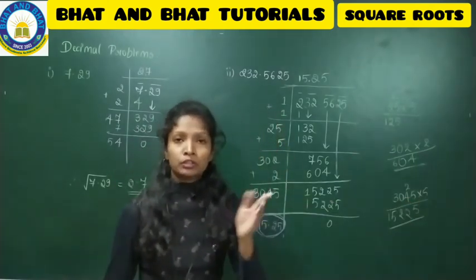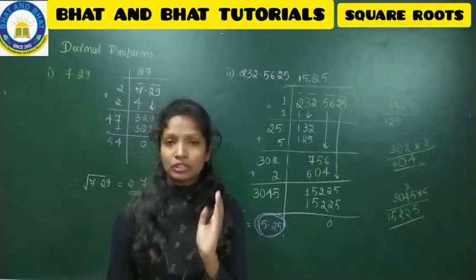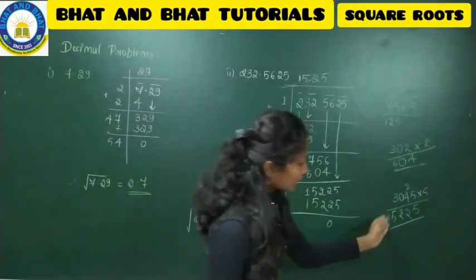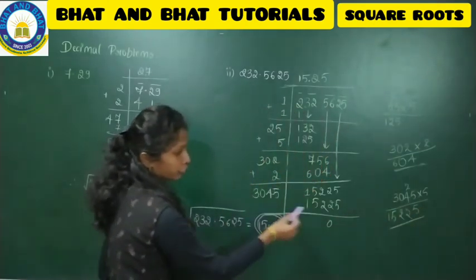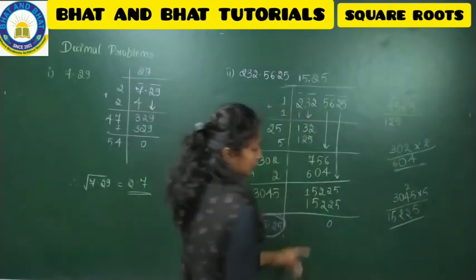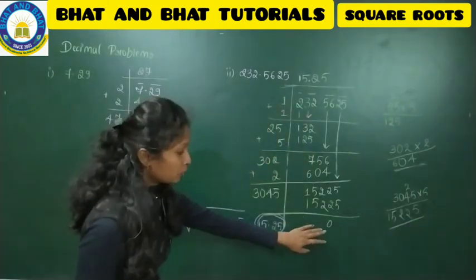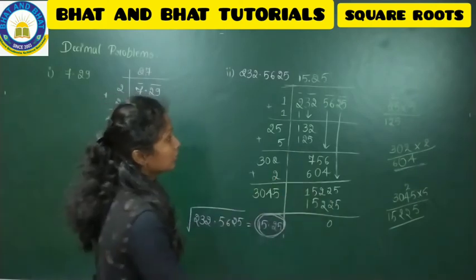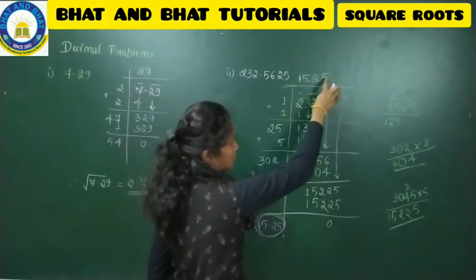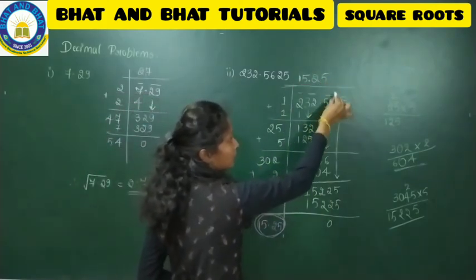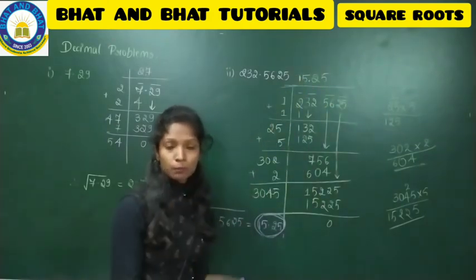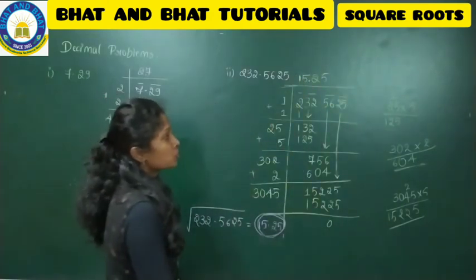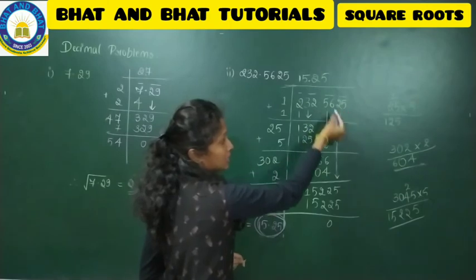So 3041 into 1, 3042 into 2, 3043 into 3. Like that, if you see 3045 into 5, you will get this answer. And the remainder will be 0 here. And here you are going to write the answer. Okay, and after how many pairs you are having the decimal point, you have to check out here. So after two numbers you have the decimal point.